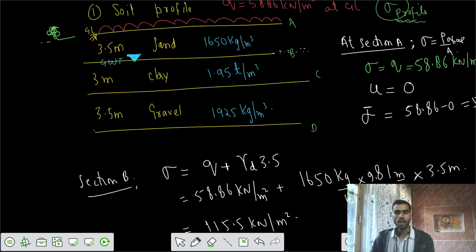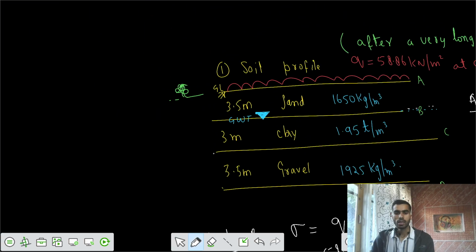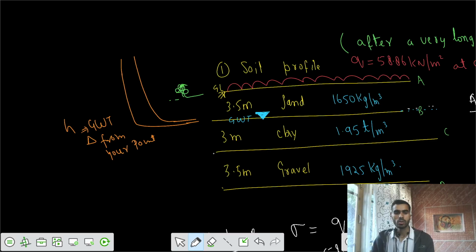If you try to keep a piezometer at this point B, if you insert a piezometer here, what is the level we get in the piezometer? I would say the piezometer would have a level up to the point of ground level. So there is a rise of liquid in the piezometer equal to the groundwater table elevation difference from your point concerned. So your H is equal to the elevation difference from the groundwater table with respect to your point of observation.